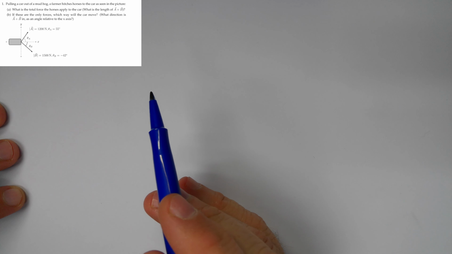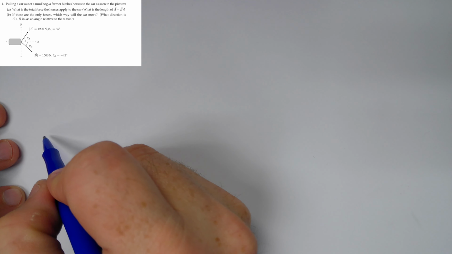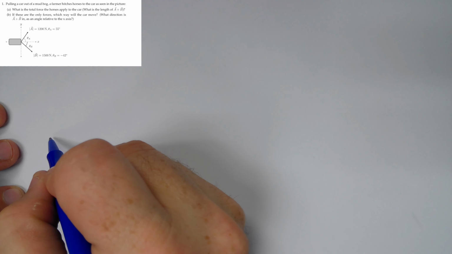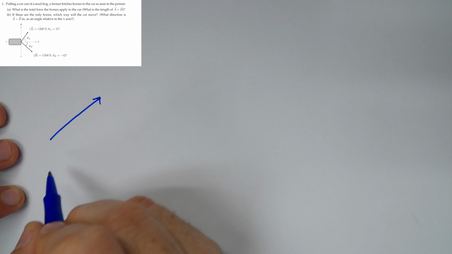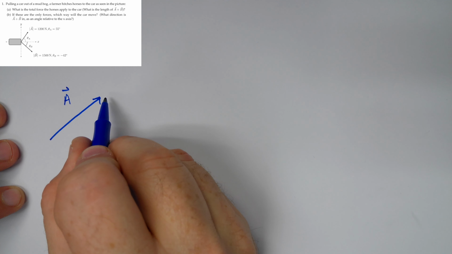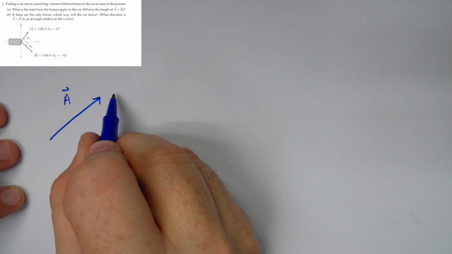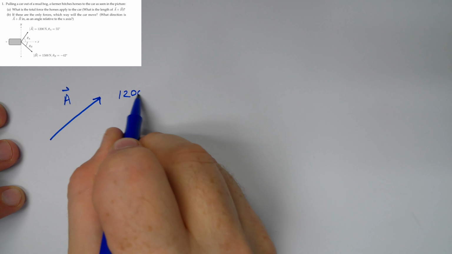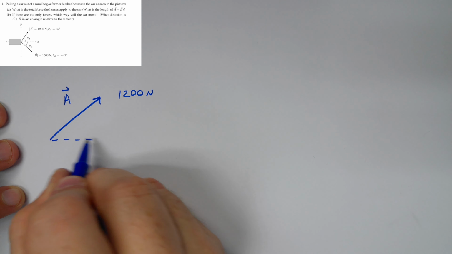Alright, the idea is that we have some vectors first and we're going to find components. I'm going to pull a car out of a bog, so we're going to pull in 2 different directions. When we're doing this, what we want to do is draw each vector. Alright, so this is A. It's going to have 1200 newtons as its length, and it's going to have this angle, which we're going to put in here.